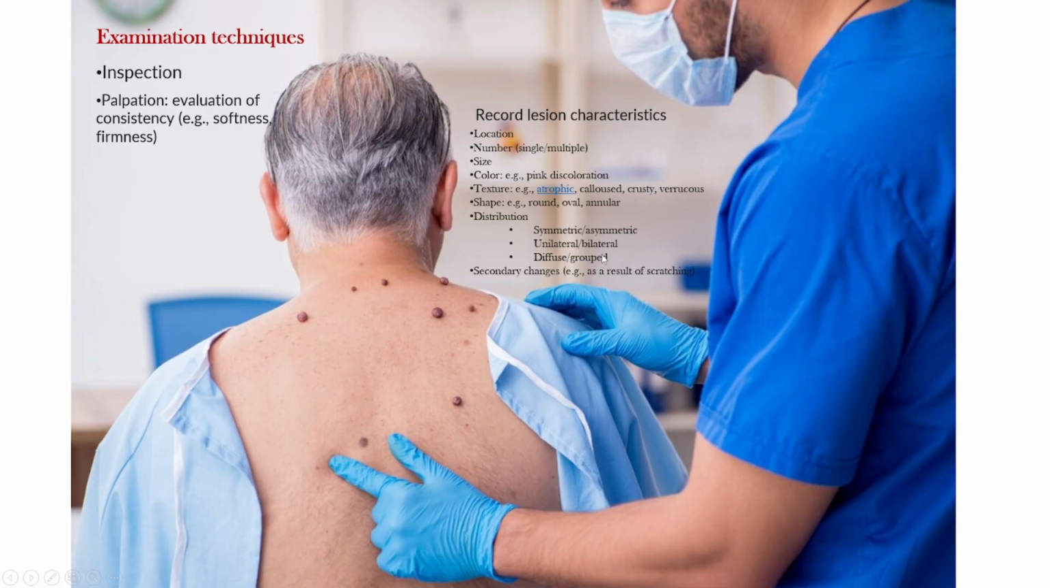Diffuse or grouped, I have some good pictures for this one, so we'll speak about it in the next slide. And we will see if there's any secondary changes, like for example, scratching marks. If there's scratching marks, we will know that this lesion or rash is itchy. So let's move on and see what are the diffuse or grouped rashes.